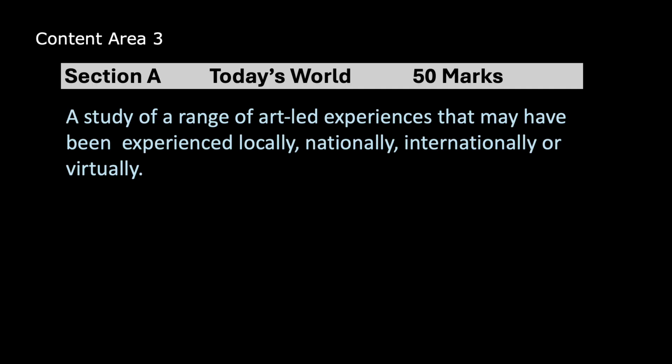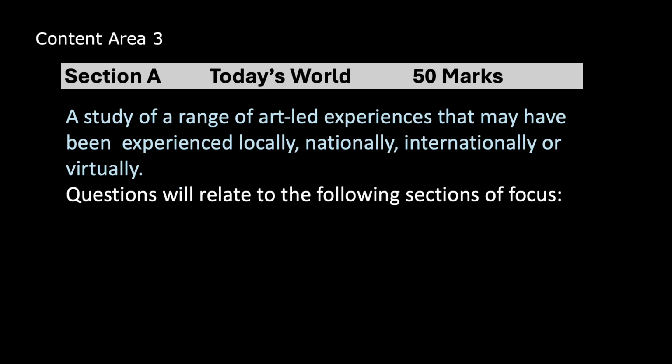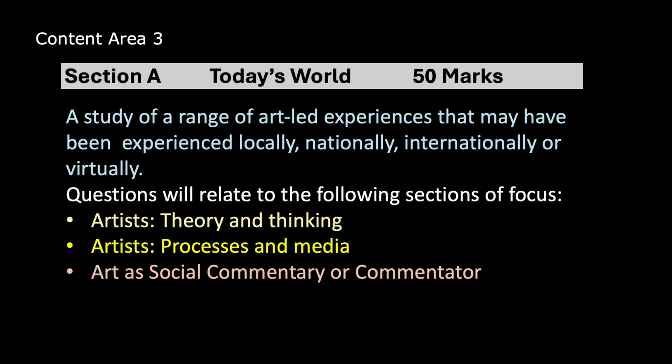Now we're looking at Content Area 3, which is Section A on the exam, Today's World, for 50 marks. That question brings 50 marks. And this is based on a study of a range of art-led experiences that may have been experienced locally, nationally, internationally, or virtually. In other words, it's whatever you have seen and done. Questions will relate to the following sections of focus: art as theory and thinking, art as processes and media, art as a social commentary or commentator, and art and the environment.